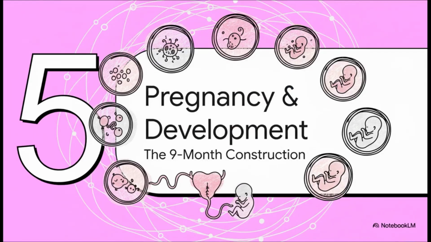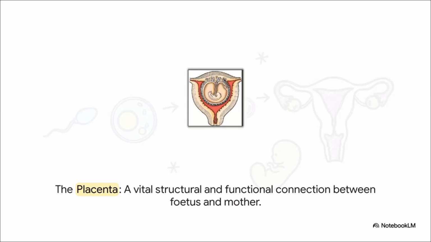Once implantation is successful, we officially enter the period of gestation, or pregnancy. This is the 9-month period of development, a truly amazing process of biological construction. After implantation, the body builds this incredible temporary organ, the placenta. It serves as the all-important connection between the developing fetus and the mother. You can think of it as a lifeline.